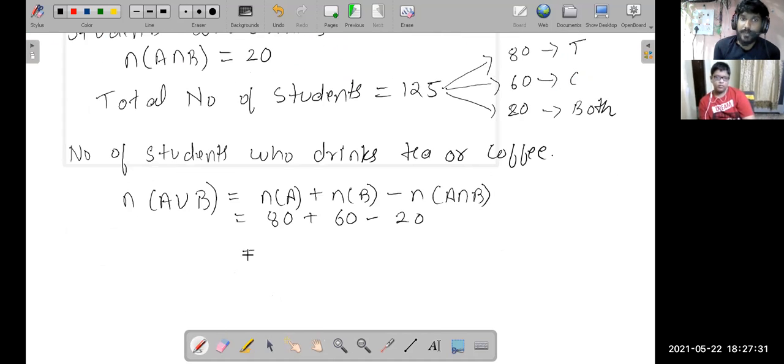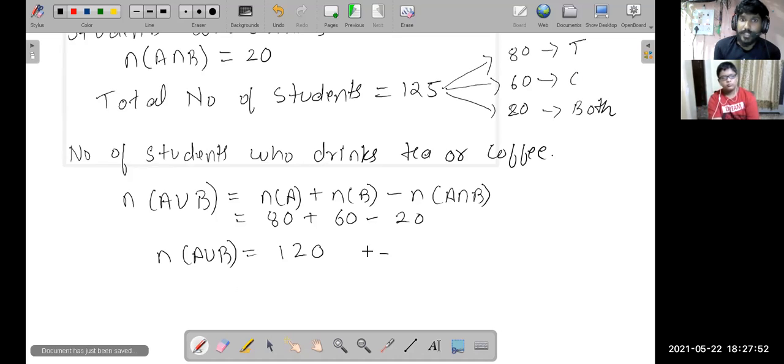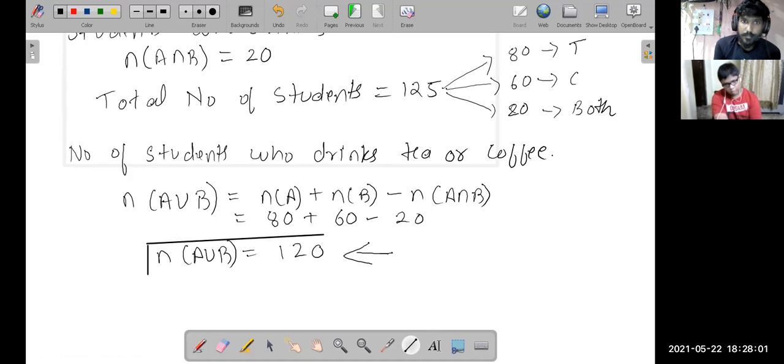So how much is this? 80 plus 60? 120. 120? 80 plus 60 is 140. Total you're saying 120? Yes, sir. Okay. So n of A union B is 120. Now, what does this 120 mean? What does this represent, 120? People who drink tea or coffee. Tea or coffee.